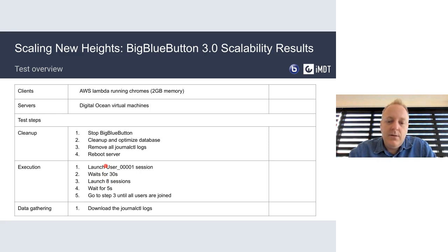And after user 1 joins, we start launching in batches of 8 users. So we launch 8 users, wait for 5 seconds, launch 8 users. This is just to keep the traffic increasing in the server, because if we were to join everyone at the same time, it would be even worse for performance. But the reality is that not all users are going to join at the same time. So we are trying to simulate real world usage here. And after the test completes, we download the journalctl logs.